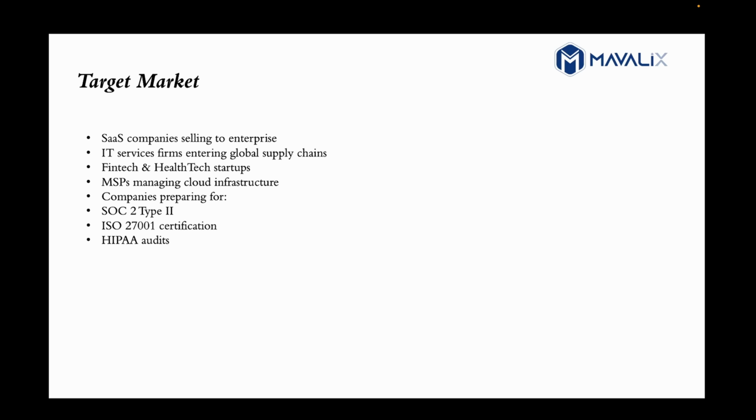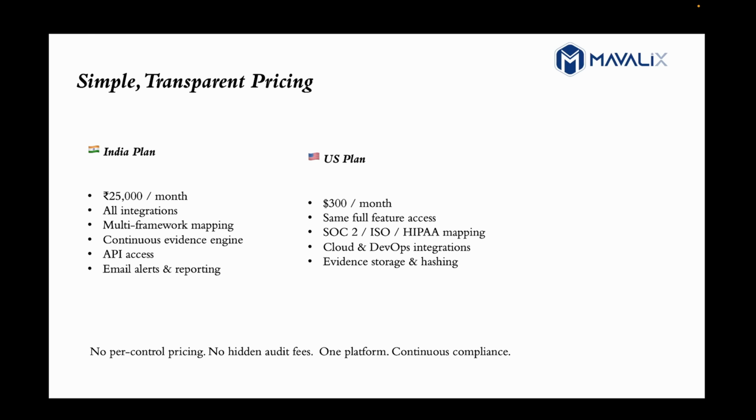Coming to pricing, we're currently launching in India and the USA. The Indian price is 25,000 INR per month with all integrations, multiple framework mapping, continuous evidence, API access, and email alerts. The same features for the US would be around $280 to $300 per month. There is no per-control pricing and no hidden audit fee: one platform, continuously comprehensive. Our goal is to make enterprise-grade compliance affordable for mid-size companies and SMEs.